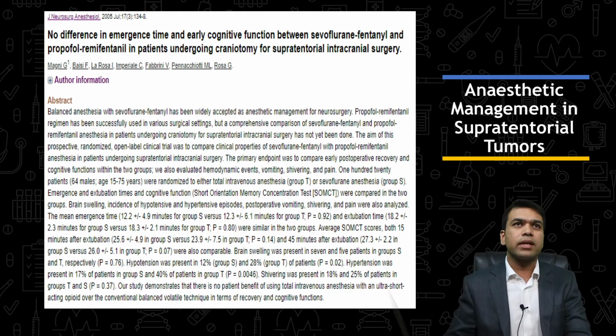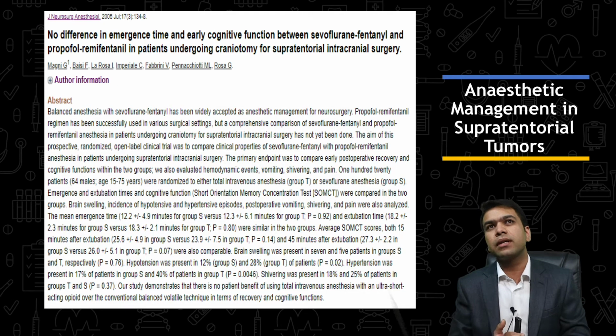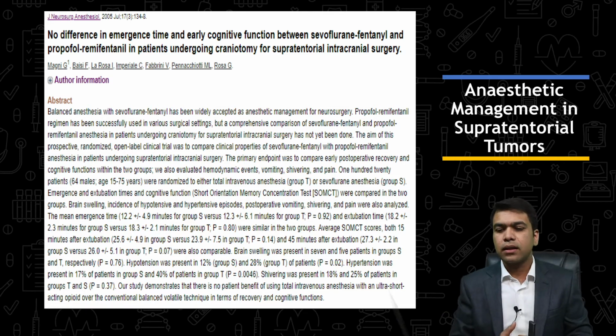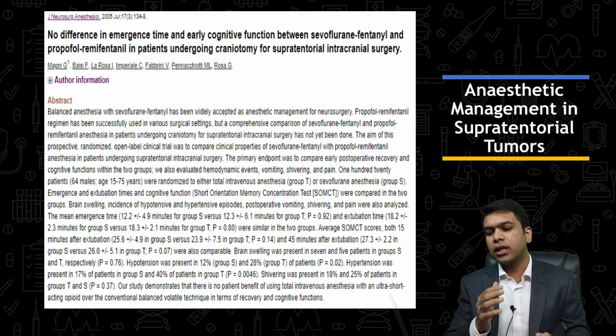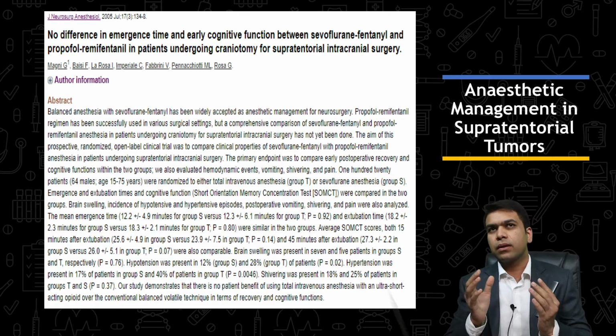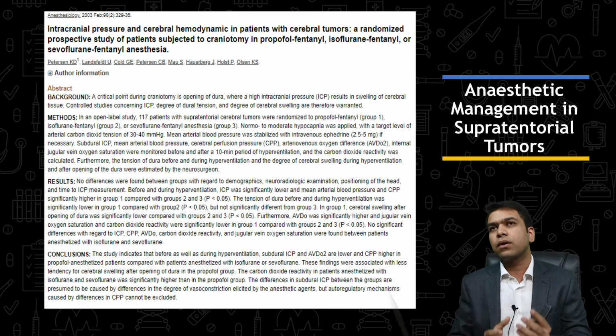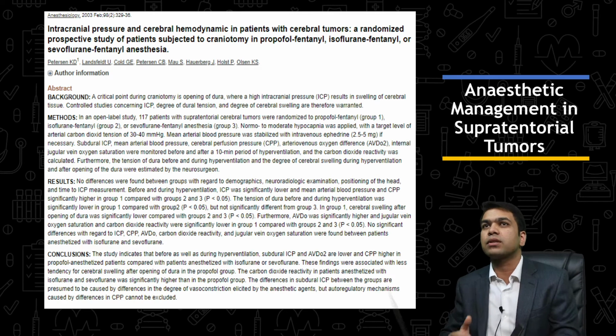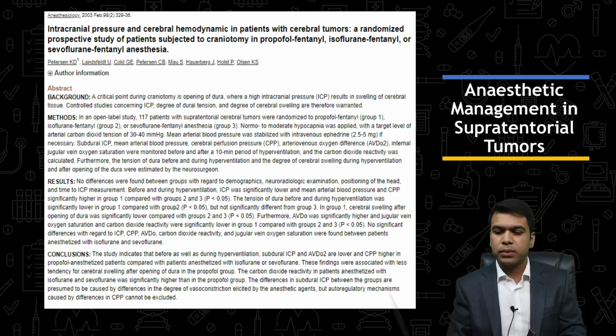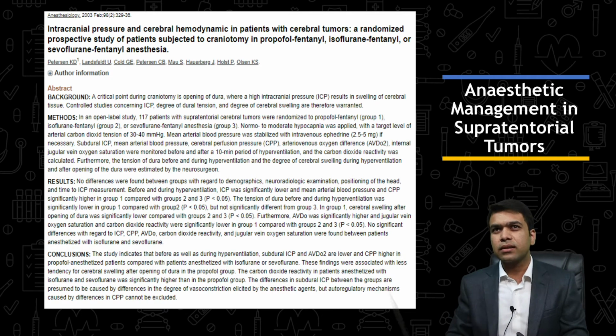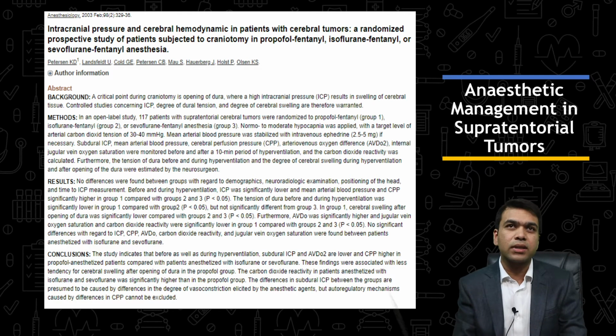So what are the studies showing? They compared the brain bulge situation between total intravenous anesthesia and inhalational anesthesia. In the first study, they found that the number of patients having a tense brain in the inhalation group is high. The second study also showed the same thing with a significant p-value. The number of patients with brain bulge is more in the volatile anesthetic group. So based on these two studies, I suggest you use total intravenous anesthesia in this particular kind of patient during the surgical maintenance of anesthesia.